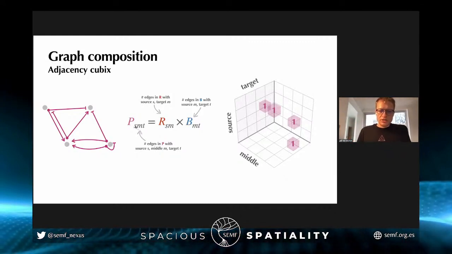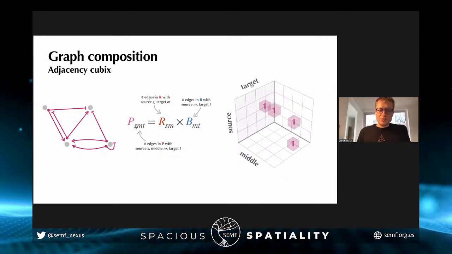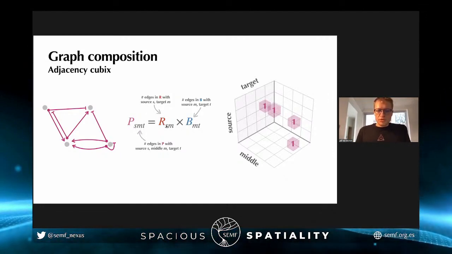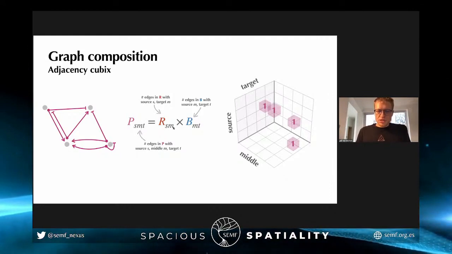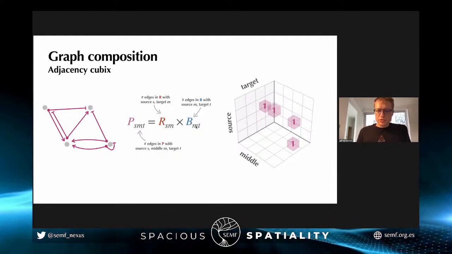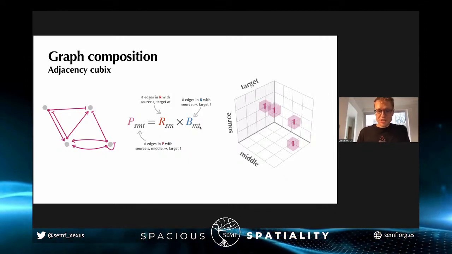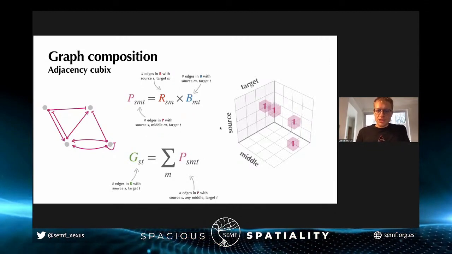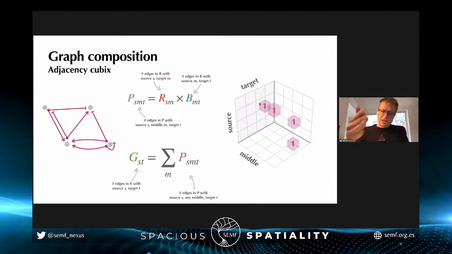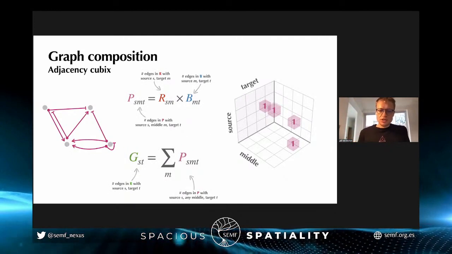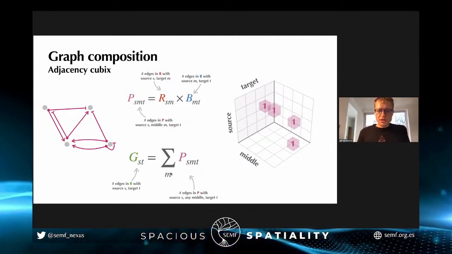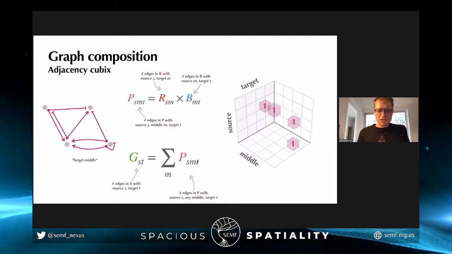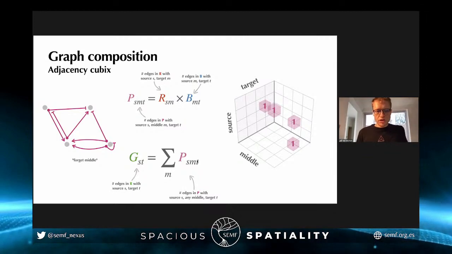So an element, the number of edges with source S, middle M, and target T, is the number of edges in the red graph with source S and middle M, times the number of edges in the blue graph with source M and target T. Now, I mentioned earlier that we sum along this middle axis because we don't care what these bridging vertices were. That summing is literally a sum over this index M to project it out and to be the matrix of an ordinary graph.